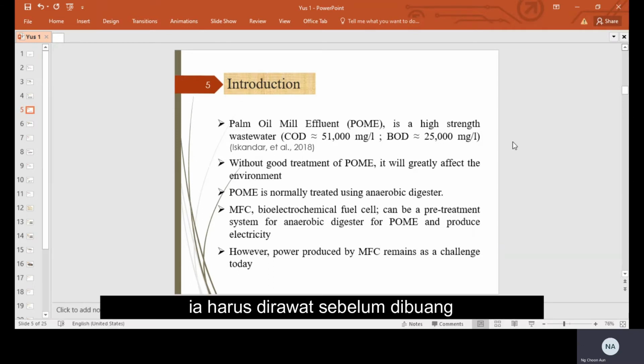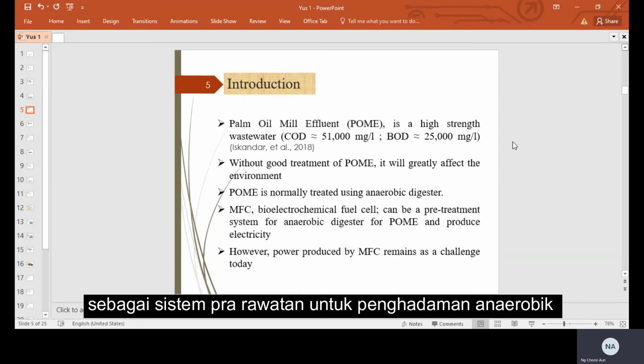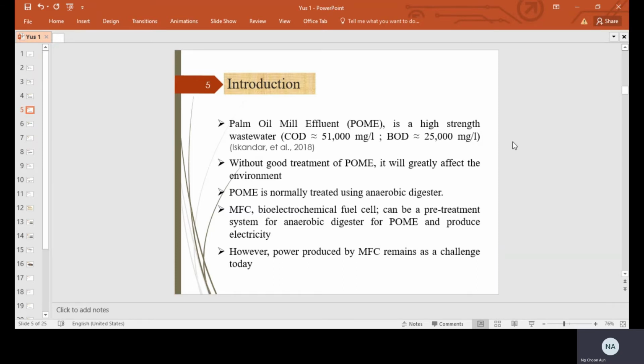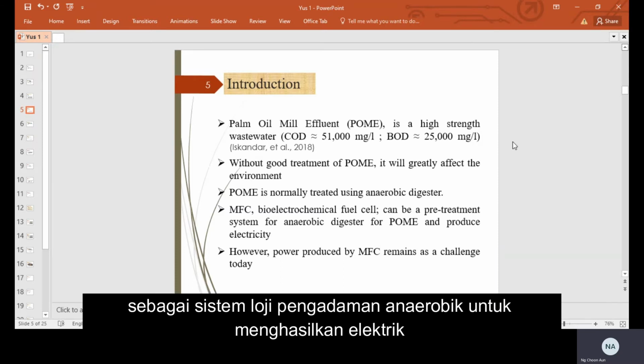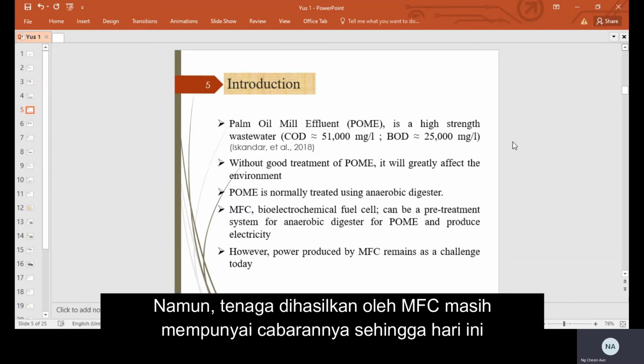It has to be treated before being disposed. The normal way used to treat it is using anaerobic digester. MFC can be used as a pre-treatment system for anaerobic digester to produce electricity. However, power produced by MFC remains as a challenge today.